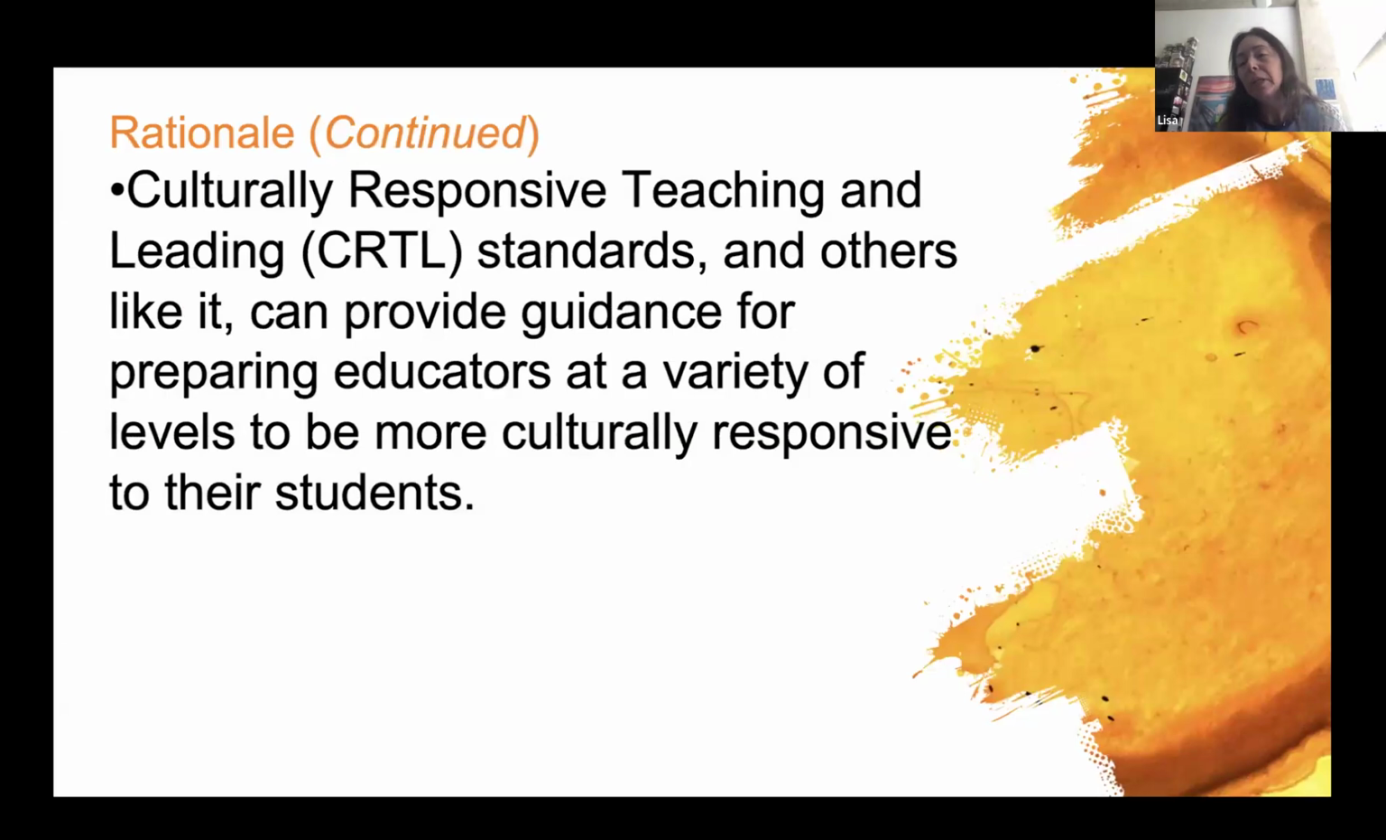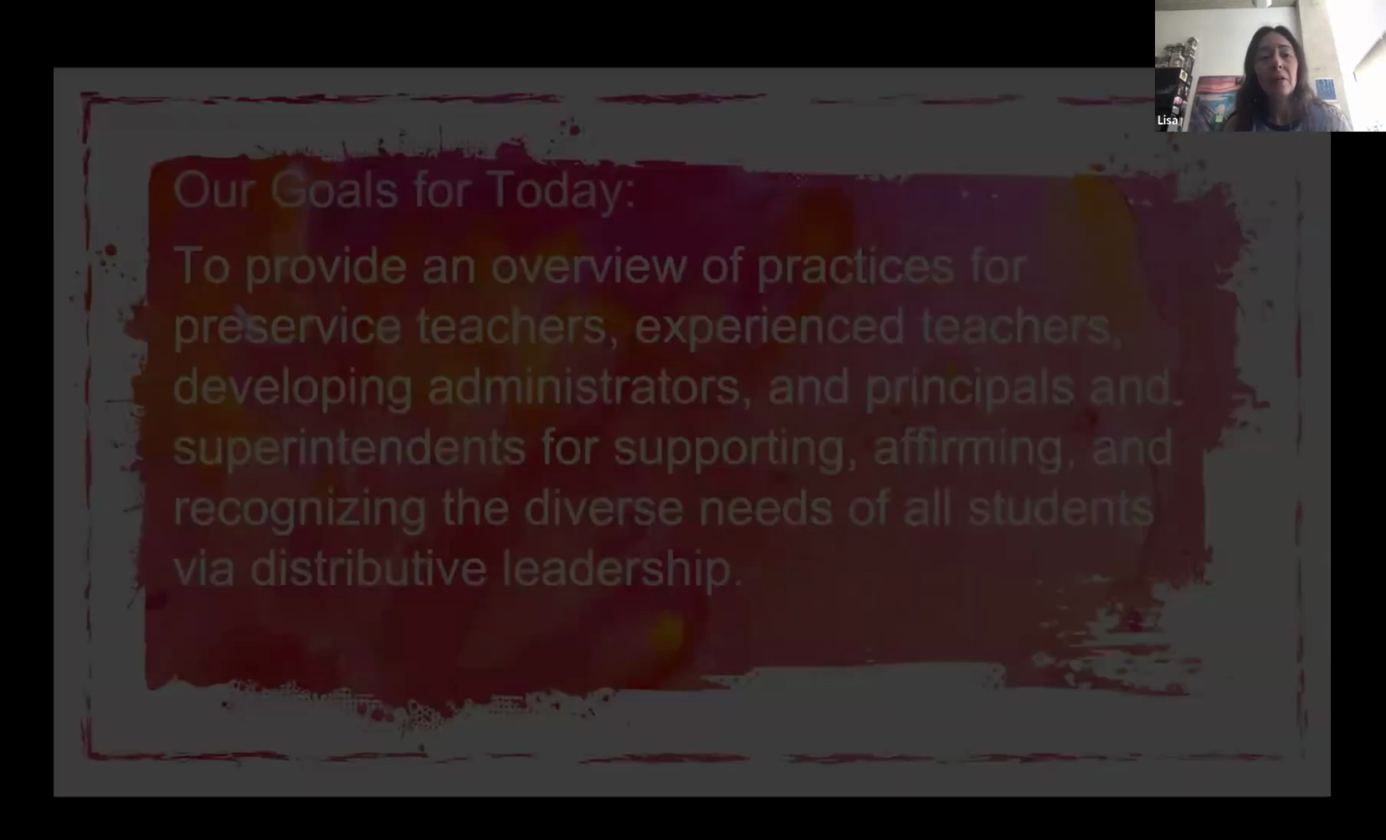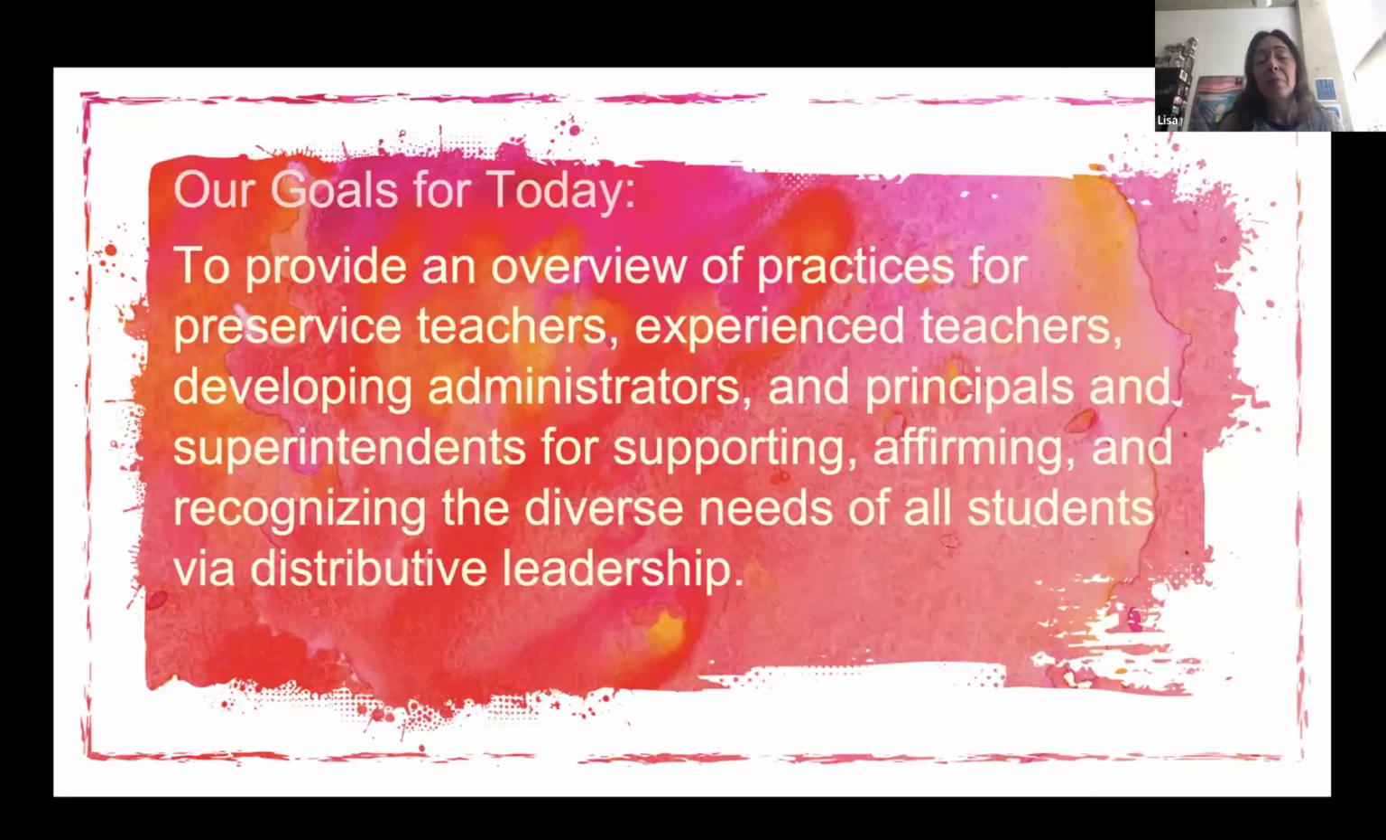So what we're using in Illinois is something the state passed called the Culturally Responsive Teaching and Leading Standards. So we are in the process of implementing these at all levels. And the whole goal of this is to prepare educators, again, across all programs at all levels of schools to be more culturally responsive to their students. So today we want to hopefully, in our brief time, provide a brief overview of practices, again, for everybody from pre-service teachers up through superintendents, so that they're able to support all of the diverse students within their classrooms, through classroom leadership all the way up through leadership at the district levels.